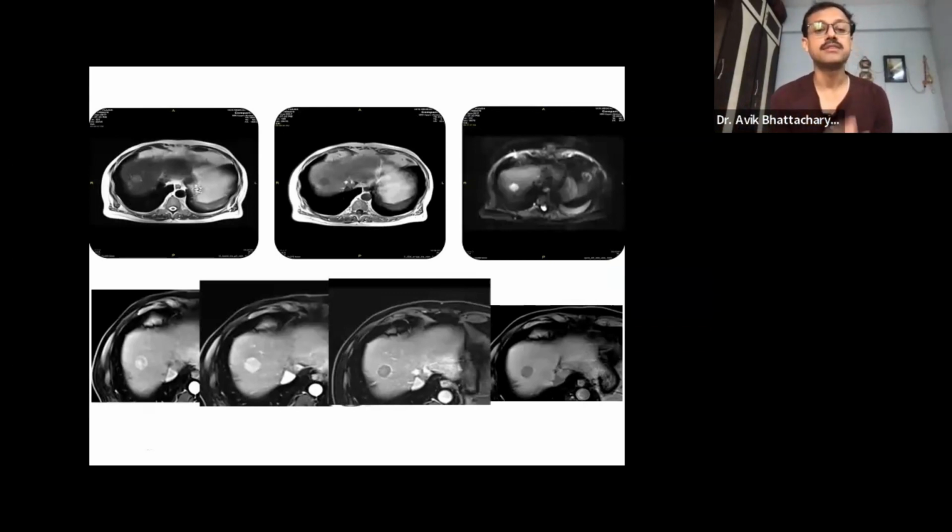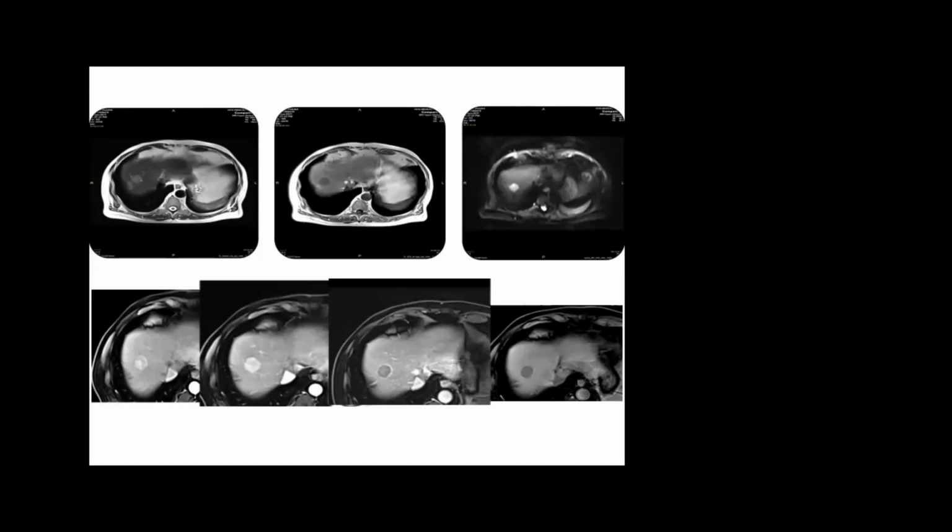See, actually I cannot move the cursor. The upper row and the lower row. Upper row image is the non-contrast image. First is the, sir, can you see both row images? Yes, 2 rows.